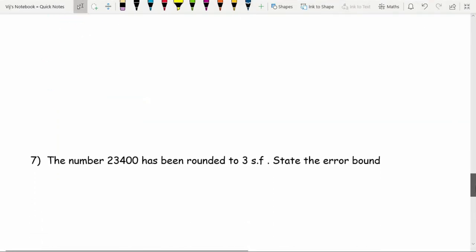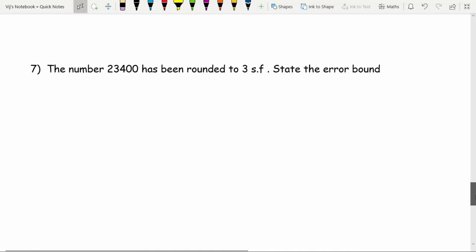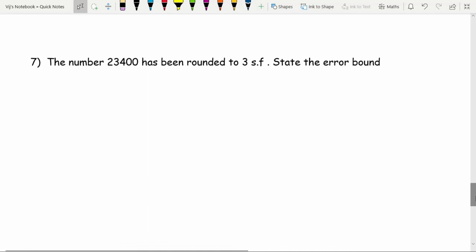So let's have a look at significant figures with error bounds. We've mentioned this when we looked at rounding to decimal places: what is meant by stating the error bound. What this is saying is: what range of values could a number be, so that when you round it to 3 significant figures, the answer will always be 23,400? So what we're looking for is to state the error bound.